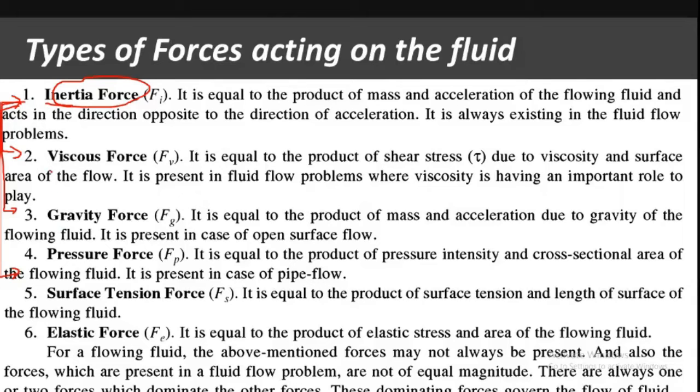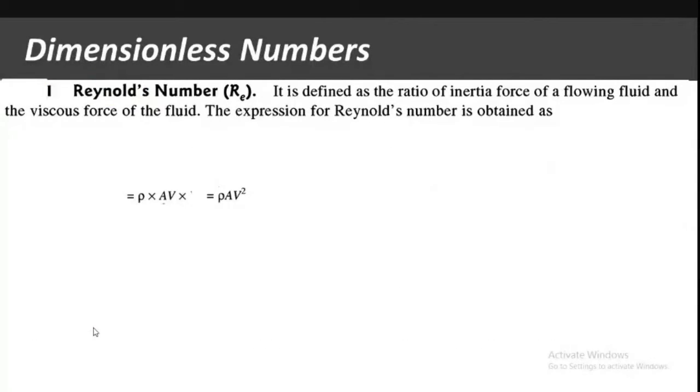Okay, and in the denominator, viscous force, gravity, all these forces will come. Okay, so we will look at 5 different types of dimensionless numbers. So first is Reynolds number. It is simply defined as the ratio of inertia force upon viscous force.